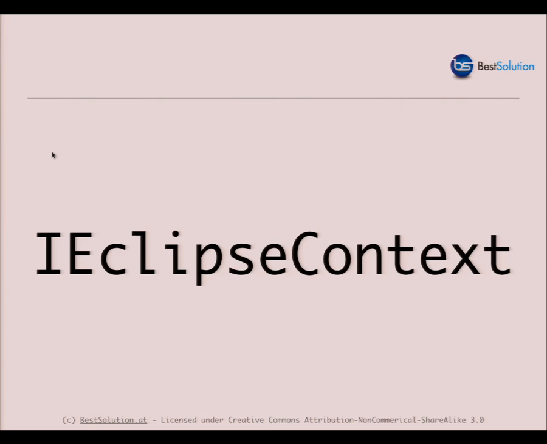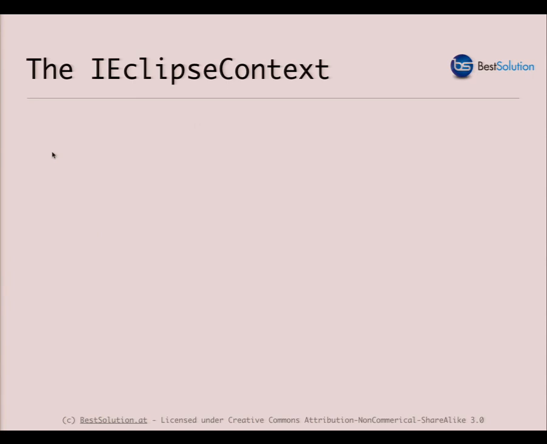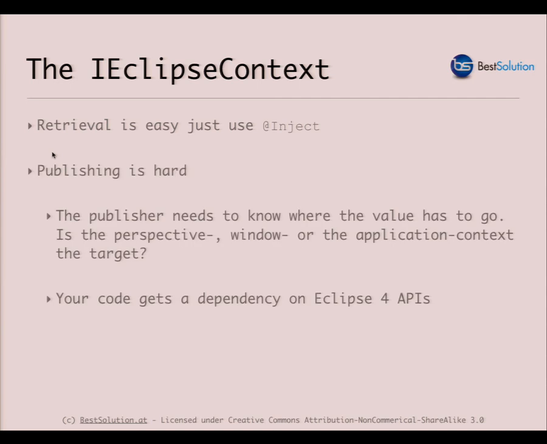Next topic. The IEclipseContext. That's my most preferred construct in Eclipse. It's the center of the dependency injection container. Once more, it's the central point of the dependency injection container. This means if you reference this guy, you're binding yourself to the central part of the Eclipse 4 dependency injection container. Once more, why? Why on earth do you do that? Retrieval is easy. You simply put some @Inject and the value gets injected.